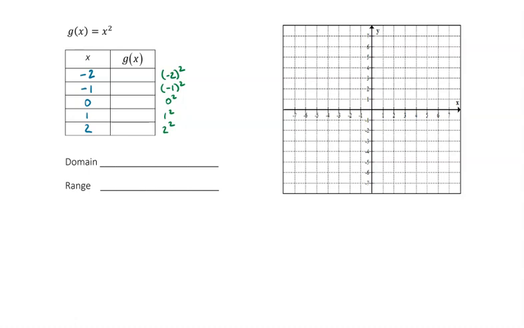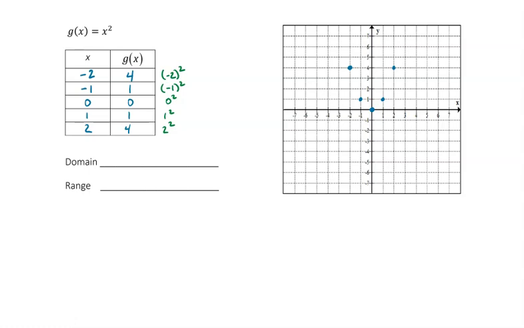So (-2) squared is +4. (-1) squared is +1. 0 squared is 0. 1 squared is 1. 2 squared is 4. So let's go ahead and plot these. -2, 4. -1, 1. 0, 0. 1, 1. 2, 4.